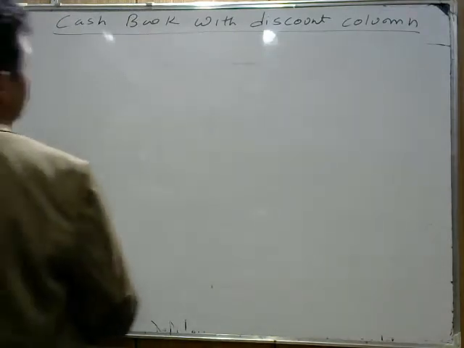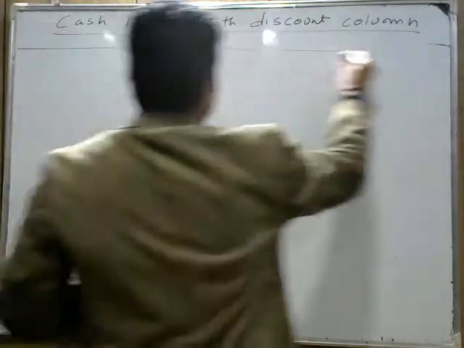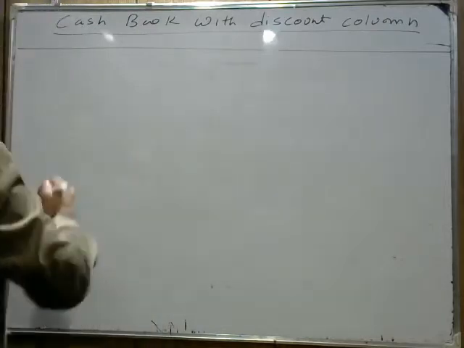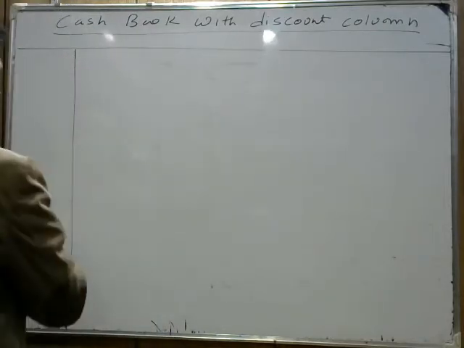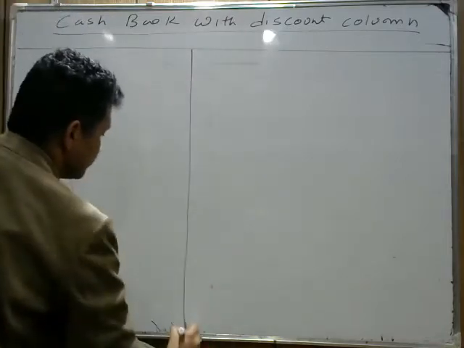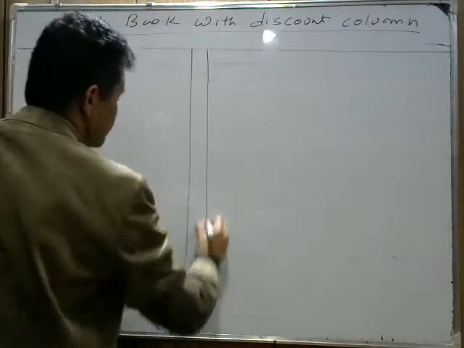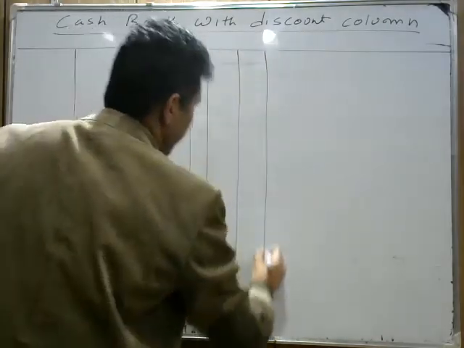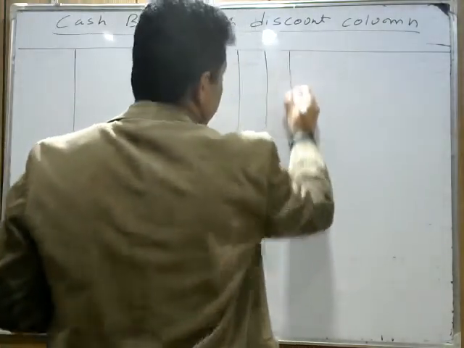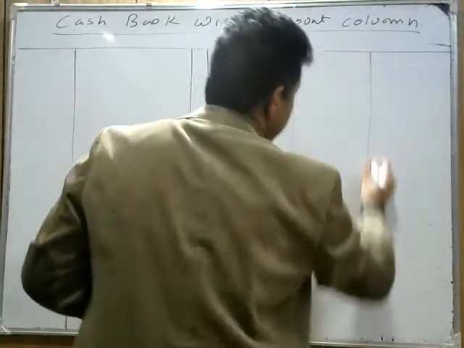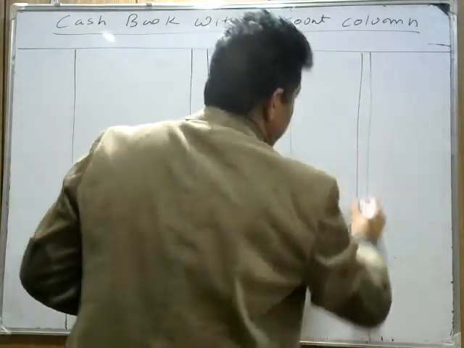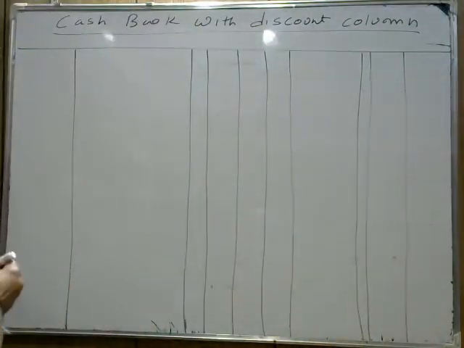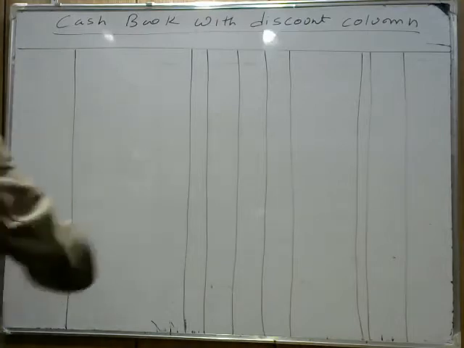Now note the format, how we make the format of the cash book with discount column. Similar to the cash book, but we need to add one more column for discount. So first we write date, then particulars, then the column of general folio, then the column of cash receipt, then the column of discount. Again date, then particulars, then general folio, cash and bank. Now let's fill it.